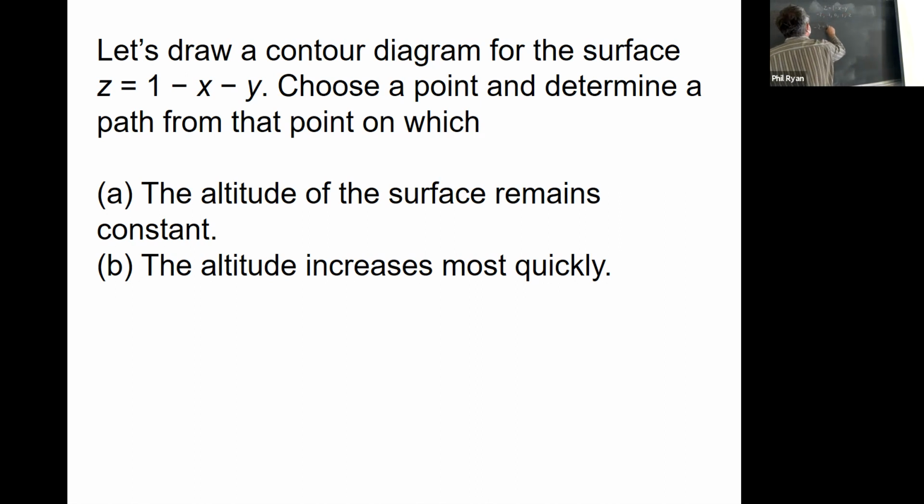So we get -2 equals 1 minus x minus y. So that means y is 3 minus x. So that contour looks like that. If we do -1, that changes it to 2. So this is -2. This guy here is -1.